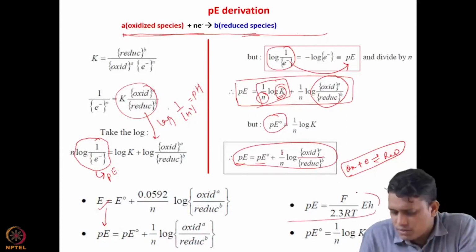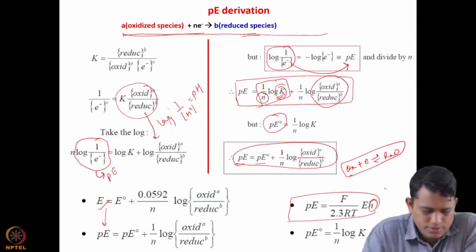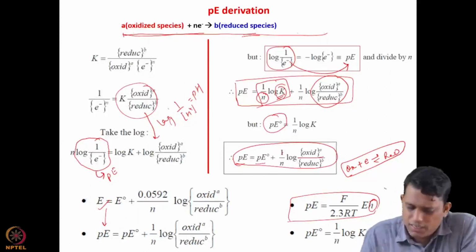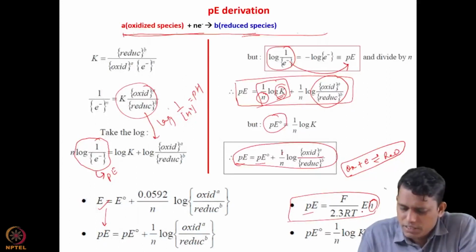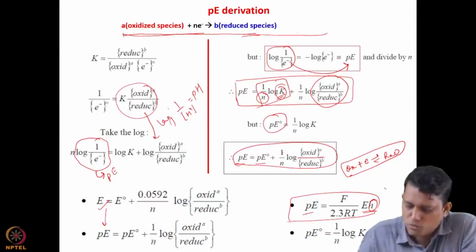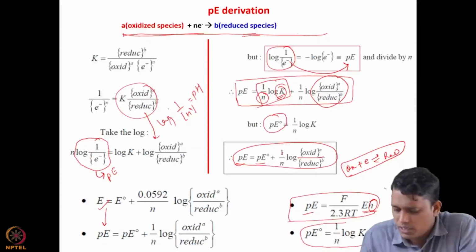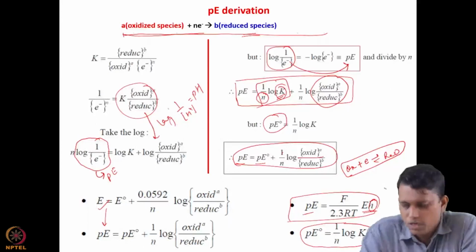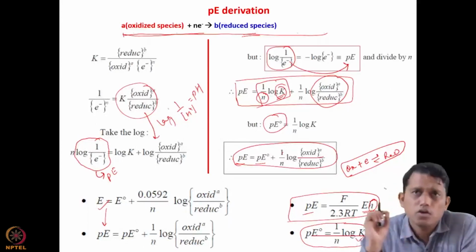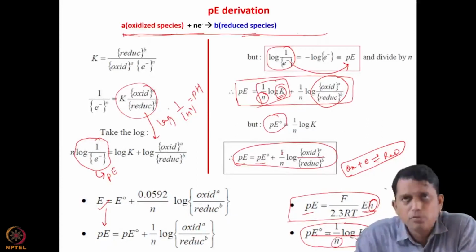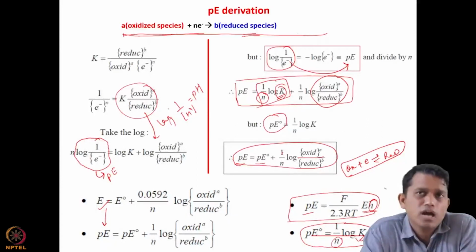Here the term is called EH. If you compare these two equations, we find that there is a relation between pE and EH, and the relation is nothing but F upon 2.3 RT. I have also shown you that we have assumed log K divided by n, which is a constant, to be equal to pE naught. And this log K is nothing but the log K value of a half cell reaction, and this n is nothing but the number of electrons involved in that particular half cell reaction.